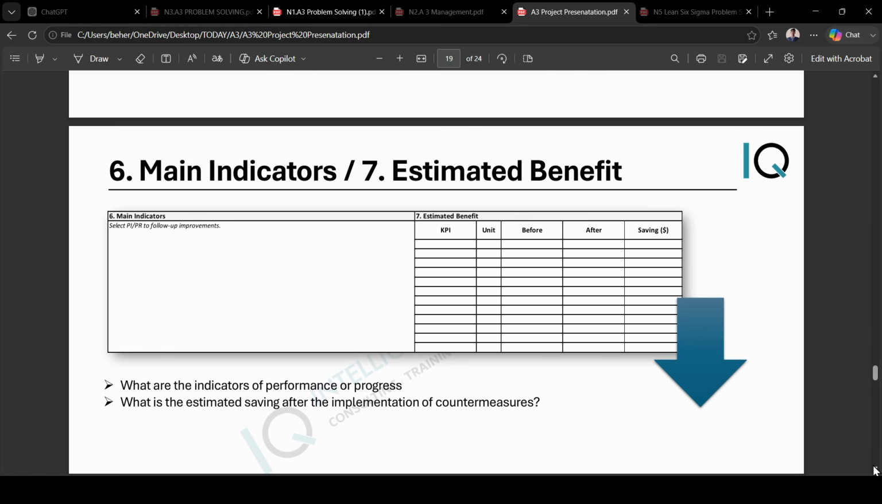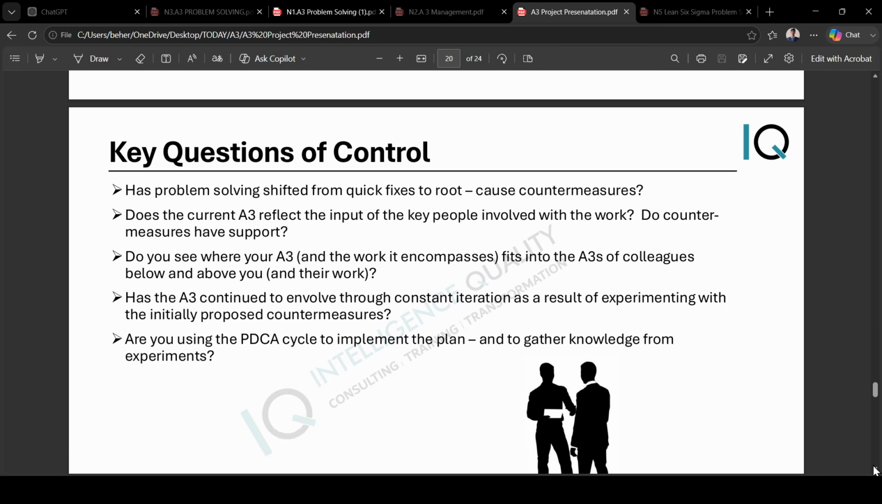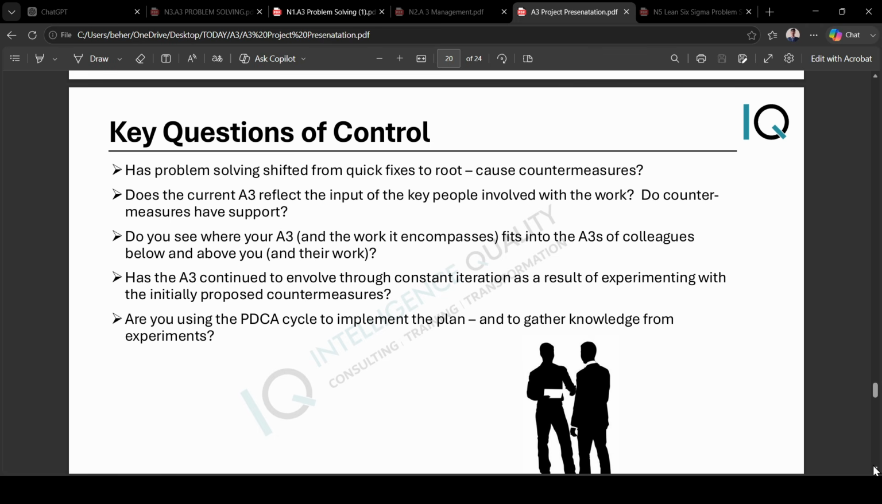Maintain and establish benefits. What are the indicators of performance or progress? What is the estimated saving after implementation of the countermeasures? Key questions of the controls. Has problem solving shifted from quick fixes to root cause countermeasures? Does the current A3 reflect the input of the key people involved with the work?